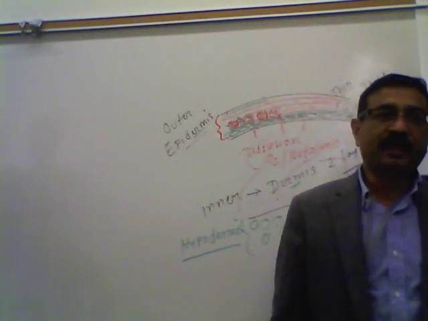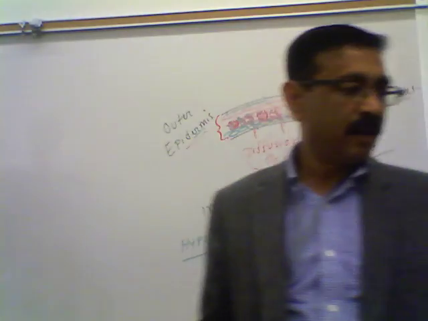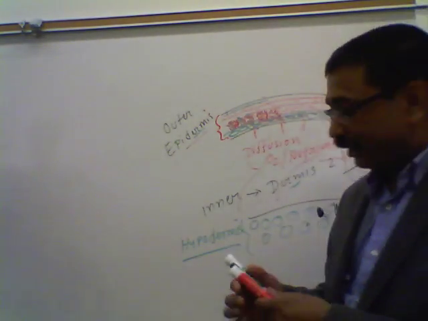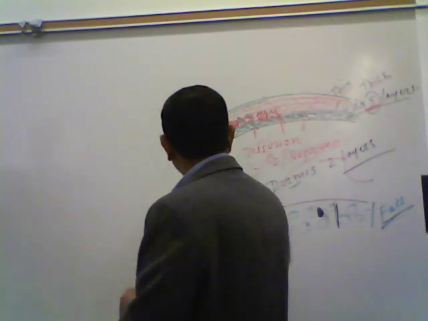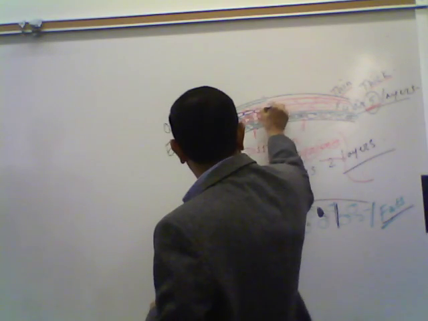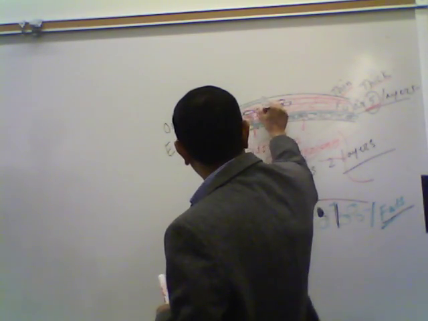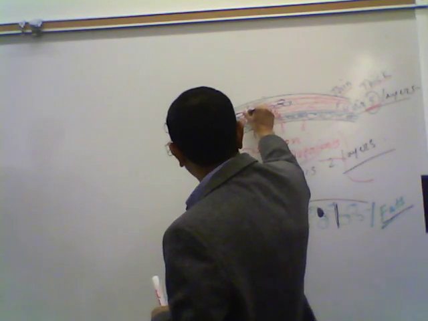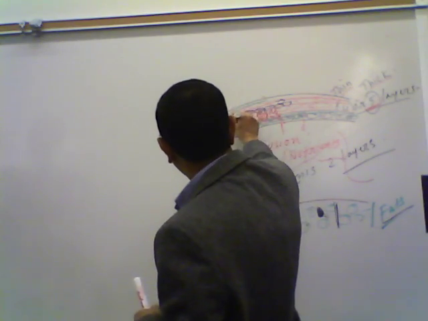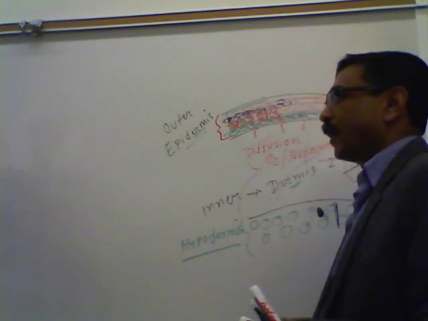Then next layer is stratum granulosum. Why is this layer called granulosum? Also simple. The reason is, in this layer the cells are filled with granules, highly concentrated chemical granules. Okay, that's why this is called granulosum.